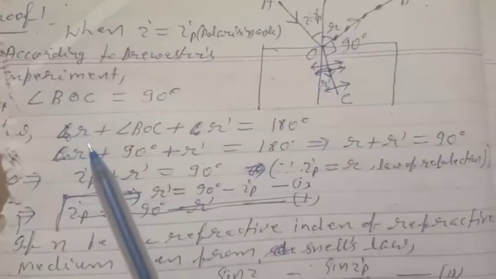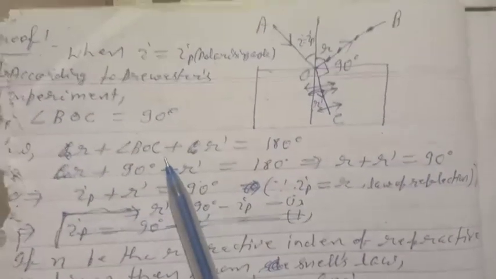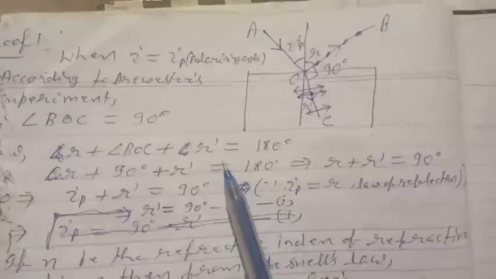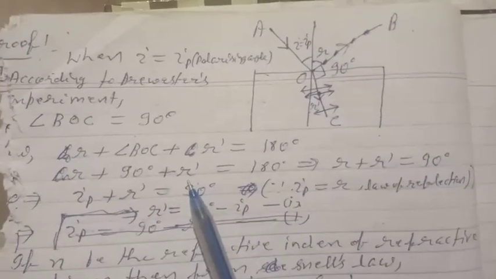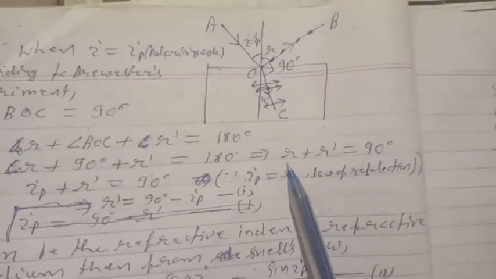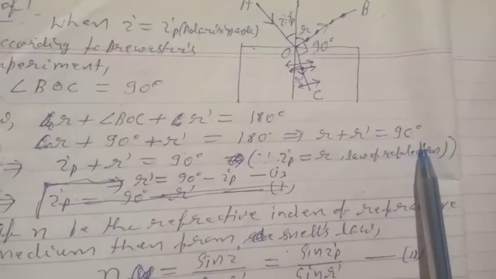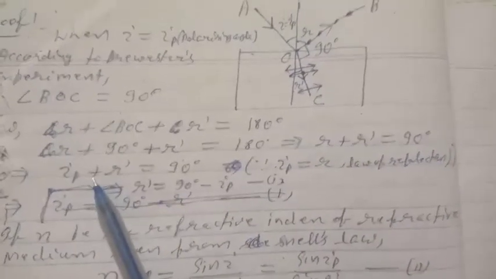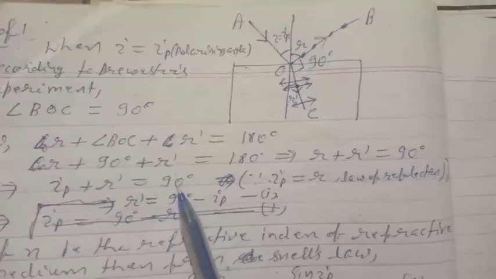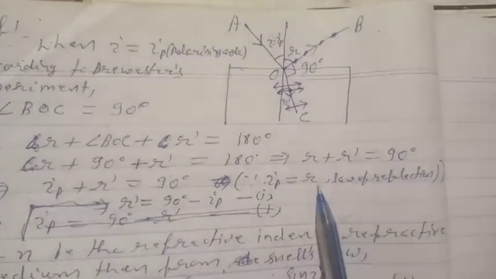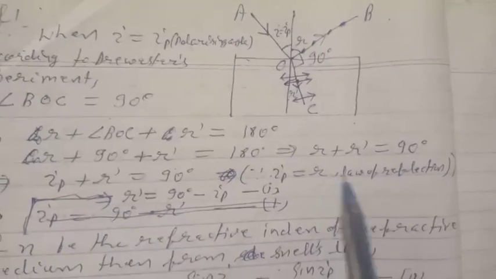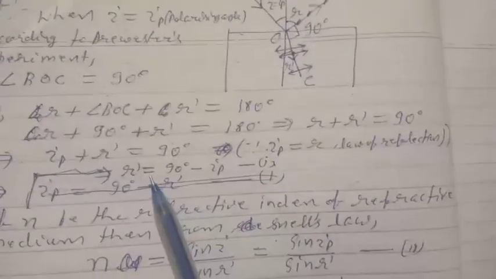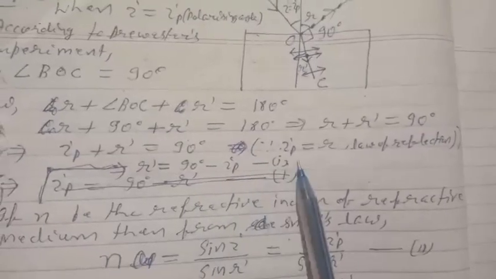So that angle r plus angle BOC plus r dash equals 180 degrees. And angle r plus 90 plus r dash equals 180 degrees. This gives r plus r dash equals 90. This implies ip plus r dash equals 90, since ip equals r, the angle of incidence is equal to the angle of reflection, the law of reflection. And r dash equals 90 minus ip. Equation 1.